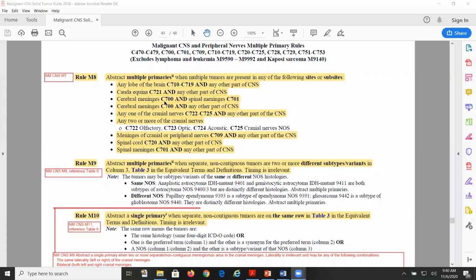So you can have a situation like we had in M7, where you have 2 tumors that have the same histology. They would be multiple primaries due to M8 if they occur in the brain or any other part of the central nervous system, or 2 separate subsites of the central nervous system. And they're all listed here for you.